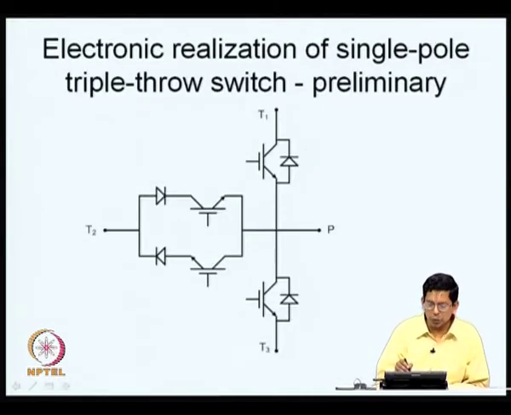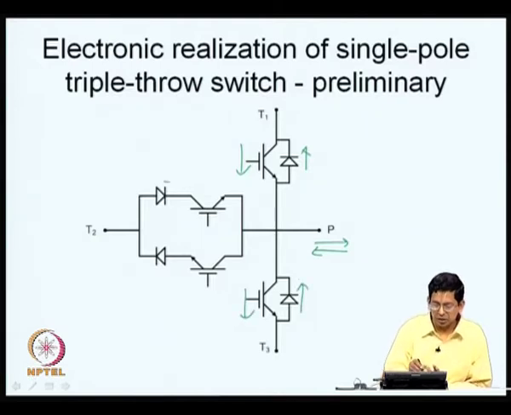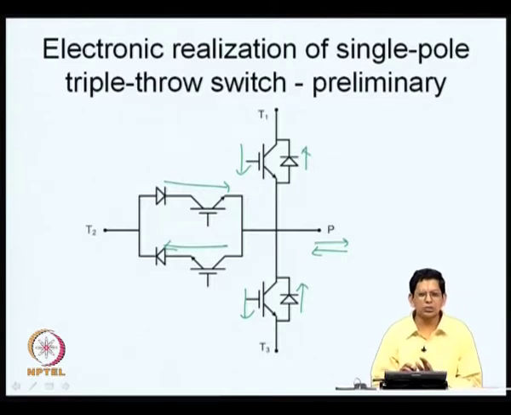So, all these switches are capable of bidirectional current conduction, because through pole P the current conduction can be in both the directions. You can see that all these switches can conduct in both the directions. This can conduct this way, this can conduct this way, this transistor like this, this diode like this. This can conduct in this direction, this can conduct in the opposite direction. All these three switches are capable of conducting in both the directions now.